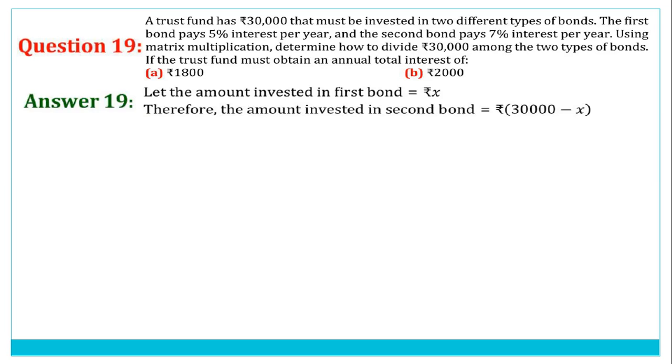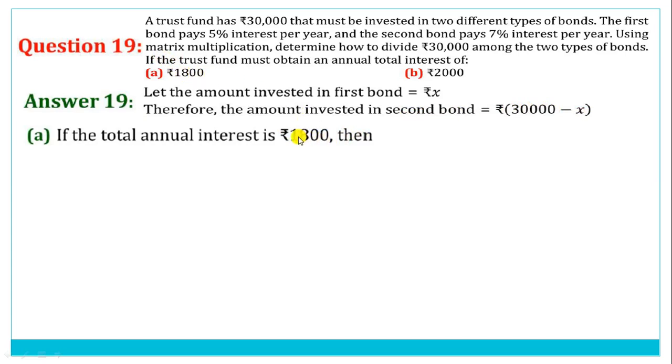Let the amount that we invest in our first bond be x, and therefore the remaining amount, 30,000 minus x, we will invest in the second bond. Okay, and we have to make a total interest of 1800. I'm sorry, I said 18,000 here, but that is 1800.